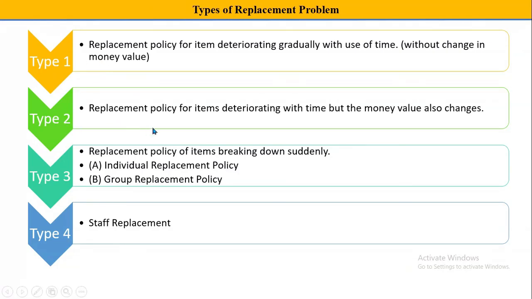Now type 2 is replacement policy for items deteriorating with time but the money value also changes. That means its efficiency will decrease but the money value will also decrease or change. There is type 3, replacement policy of items breaking down suddenly, which includes individual replacement policy and group replacement policy. Okay, this happens due to sudden breakdown. And type 4, it is staff replacement.